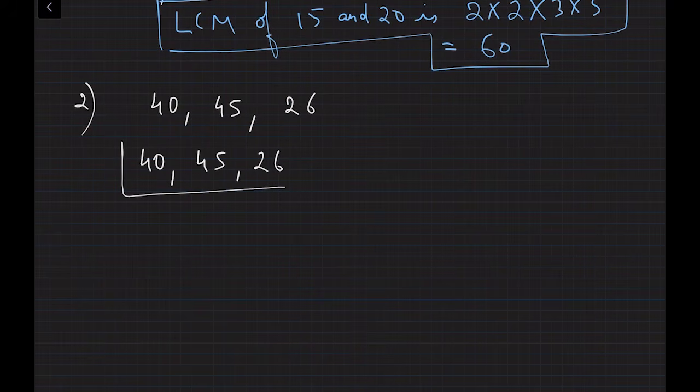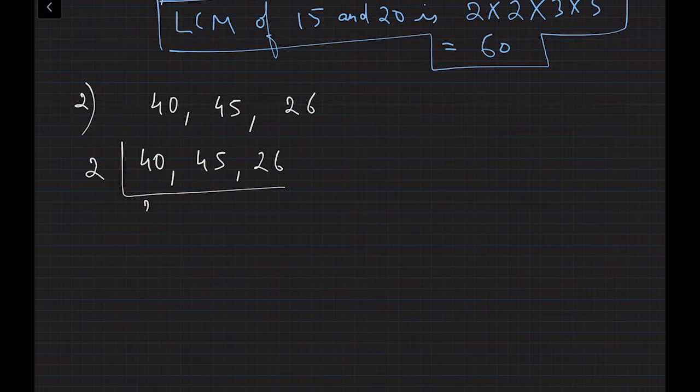Then we need to identify the least or the first prime number that divides at least one of the given numbers. Now we have three numbers here, 40, 45 and 26. We need to identify the least prime number that divides at least one of these three numbers. Definitely 2 divides 40 and 2 divides 26. Therefore, 2 divides at least one of these three numbers. Therefore, we can begin with the prime number 2.